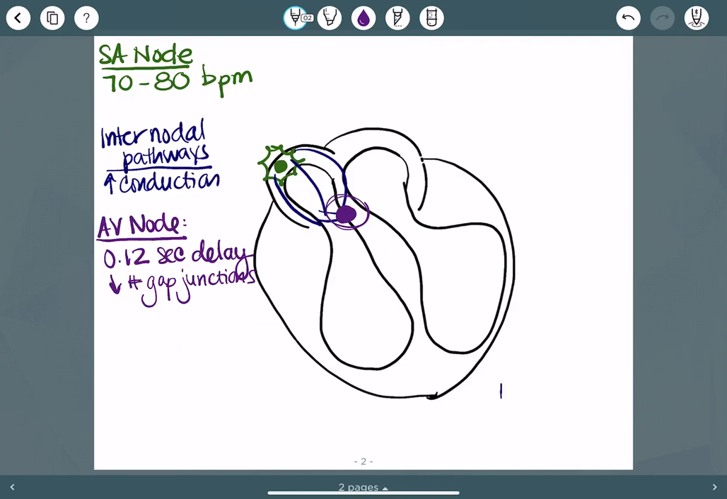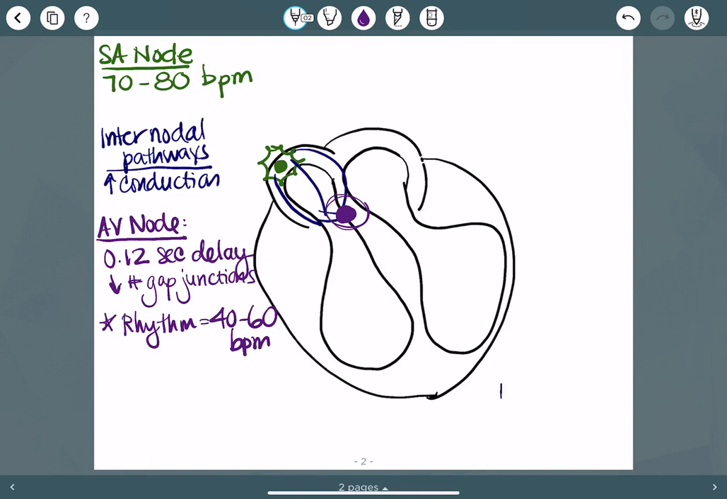The cells of the AV node have their own intrinsic rhythm. If I cut the AV node out and I put it into a petri dish, it would cause spontaneous action potentials. This is an important one to write down. If the AV node is all by itself and nothing is influencing it, it would have an intrinsic rhythm of 40 to 60 beats per minute. 40 to 60 beats per minute is the intrinsic rhythm of the AV node.